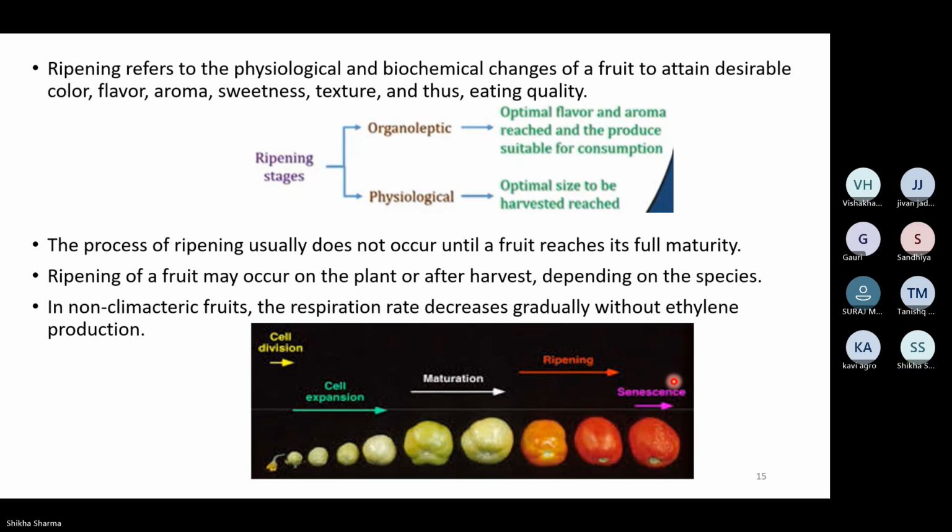After ripening, the fruit will further decay. Ripening of a fruit may occur either on the plant or even after harvest. It depends on which kind of fruit it is. If it is a climacteric fruit, it will ripen after harvest, and in non-climacteric fruits there will be no ethylene production, so they should be ripened before harvesting.